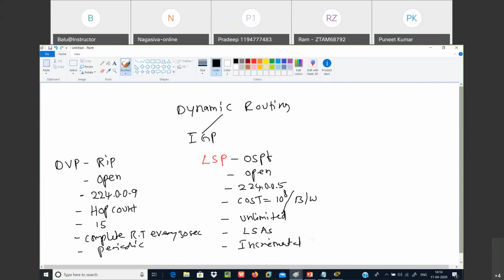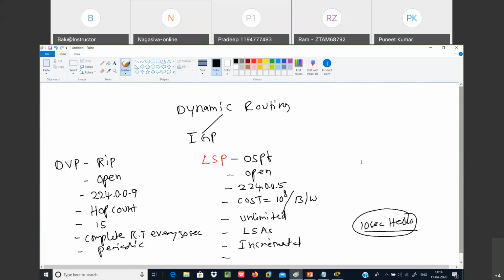Incremental. In RIP, the update is sent every 30 seconds. In the case of OSPF, when... see, you are getting confused. The 10 seconds is for the hello packet, to maintain the neighbor. The hello packet is different, the update is different. Try to understand here. What is the hello packet only for? To maintain the neighbor.